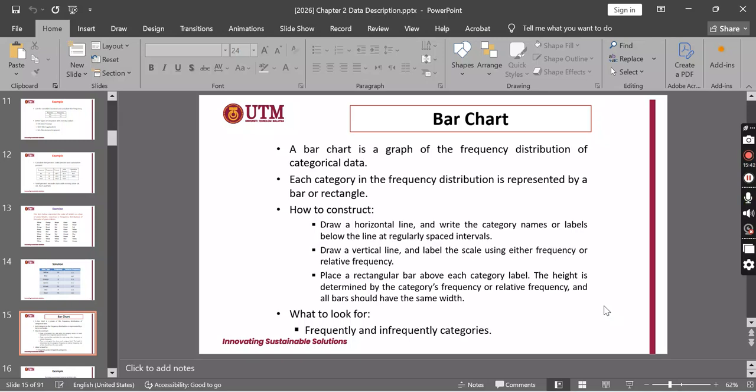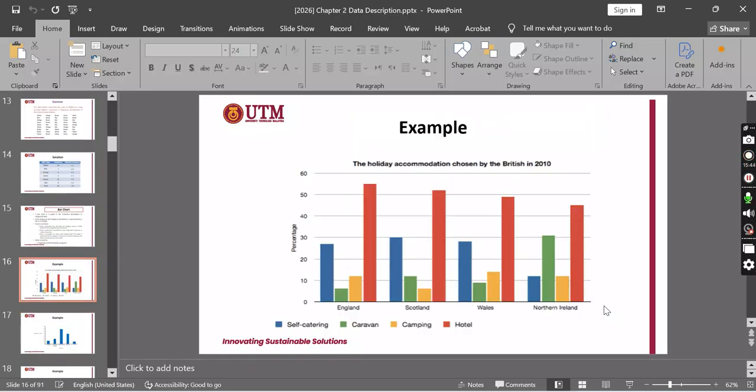Bar chart. How can we use a bar chart? For example, in this example, if you are looking at the bar chart that we have, how many variables do we have? We have 1, 2, 3, 4 variables, which are the countries: England, Scotland, Wales, and Ireland. How many categories do we have in each country that we want to study? We have self-catering, caravan, camping, and hotel. So it can be presented like this.